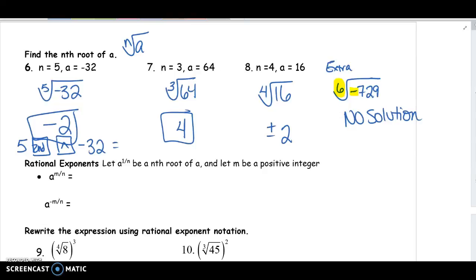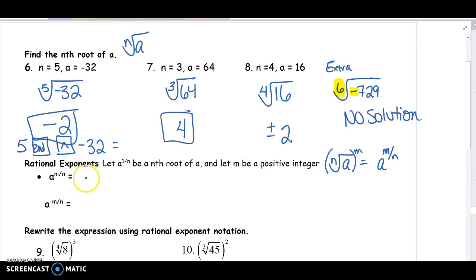We are talking again about the nth root of a, and we already said that that is equivalent to a raised to the 1 over n. Take a look at what we're looking at now. A raised to the m over n. If we change that 1 to an m, what we're doing is raising to the mth power. So the nth root of a raised to the mth is a to the m over n.